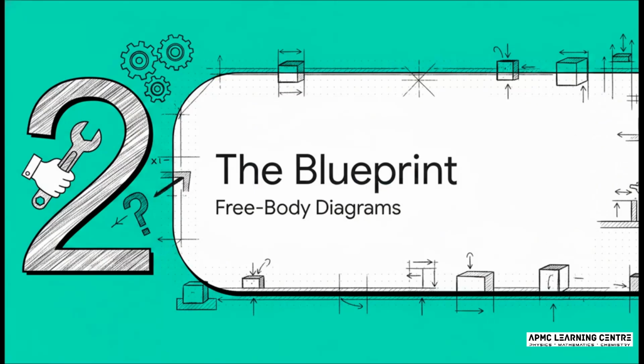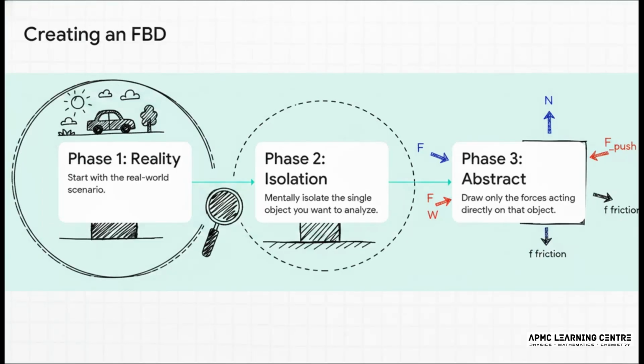So, now that we have the principle down, how do we actually use it to solve problems? We need a tool. We need a blueprint for visualizing and calculating these forces, especially when things start to get a little complicated. And that tool is called the free body diagram, or FBD for short, and its whole job is to strip away all the visual clutter, all that environmental noise, in three simple steps. You start with the real-world situation, then you mentally isolate the one object you want to analyze, and finally, you draw a really simple abstract diagram that shows only the forces acting directly on that one object.